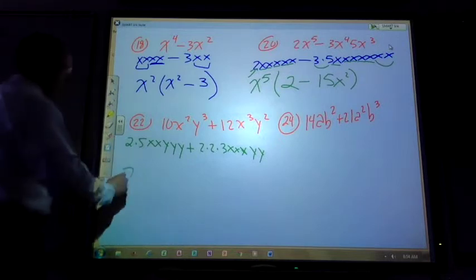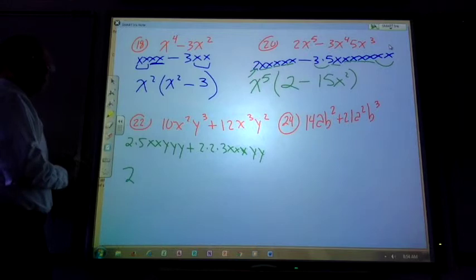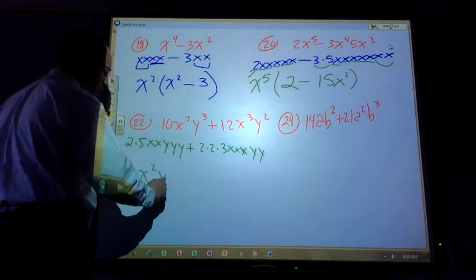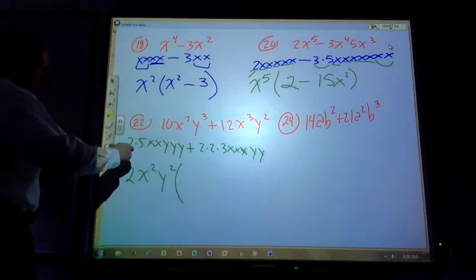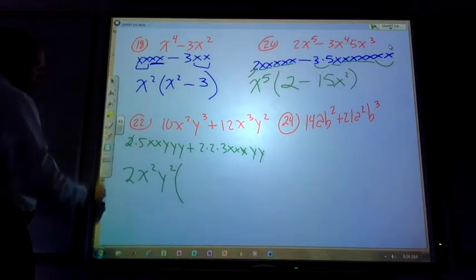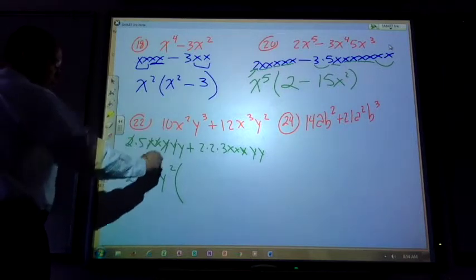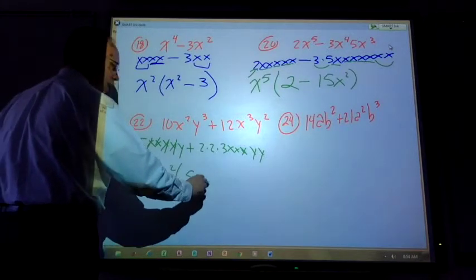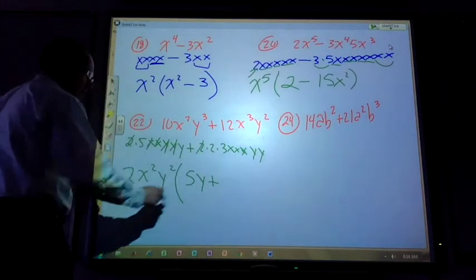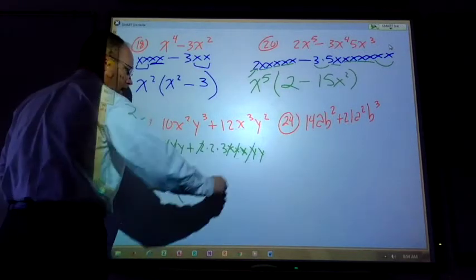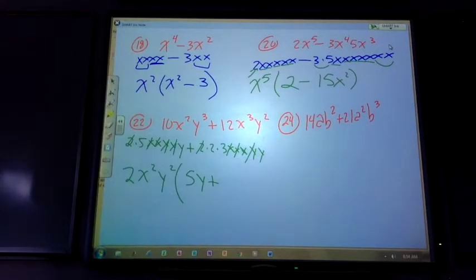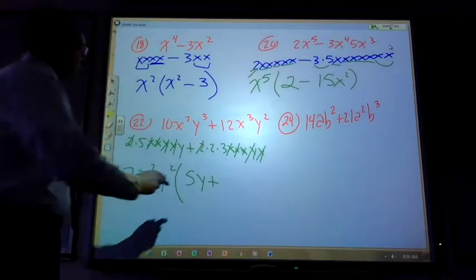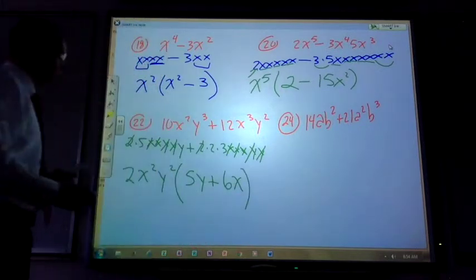Ray, do I have any numbers in common between the two terms up there? 2. How many x's do I have in common? So I have x, x, which is x squared. I like it. How many y's do I have in common? So I get y squared. So if I factor that, what number do I have left? Let's see. I have 2, x, x, y, y. What do I have left there? 5y plus. And if I factored out a 2 and an x and an x and a y, what do I have left there? Oh, I have 2 y's. I'm sorry. 6x. I love it. Done. Good job.